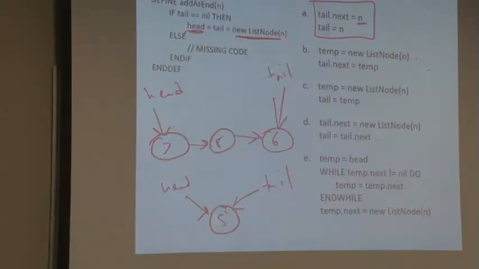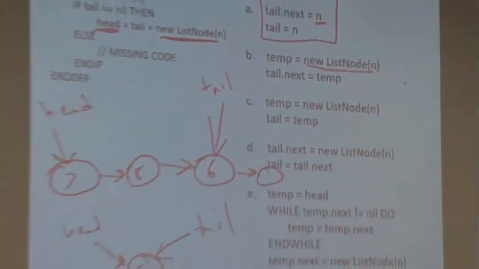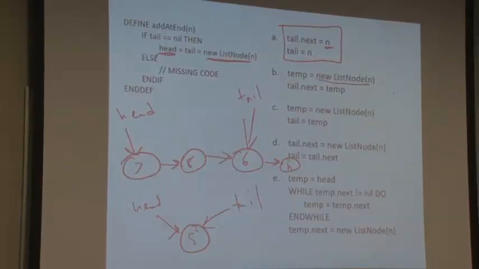So here, we create a new list node and we set the tail equal to it. If we did this, we'd have a list that would look something like that, but we wouldn't be updating the tail pointer. So that's just a common student mistake. They don't realize they have to move the tail as well as connecting the new node.